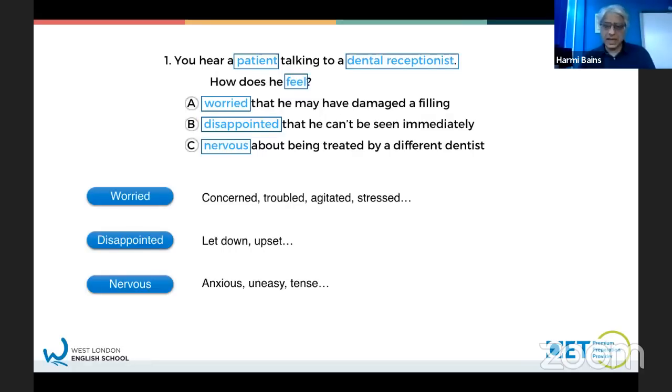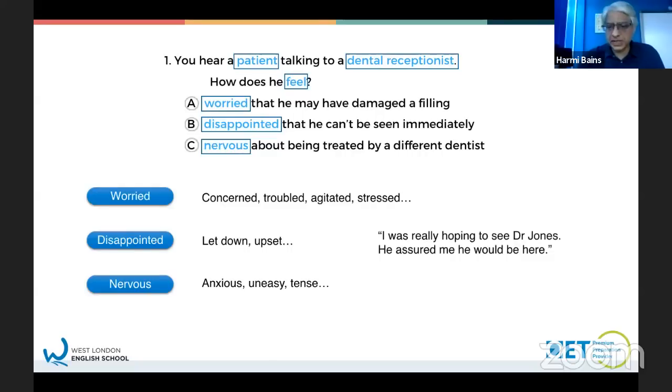But the other thing to be aware of with OET, with the listening, is that sometimes words or feelings are expressed in sentences, not just with one word. So for example, I was really hoping to see Dr. Jones. He assured me he would be here. If you think about it, is the patient here worried, disappointed, or nervous?